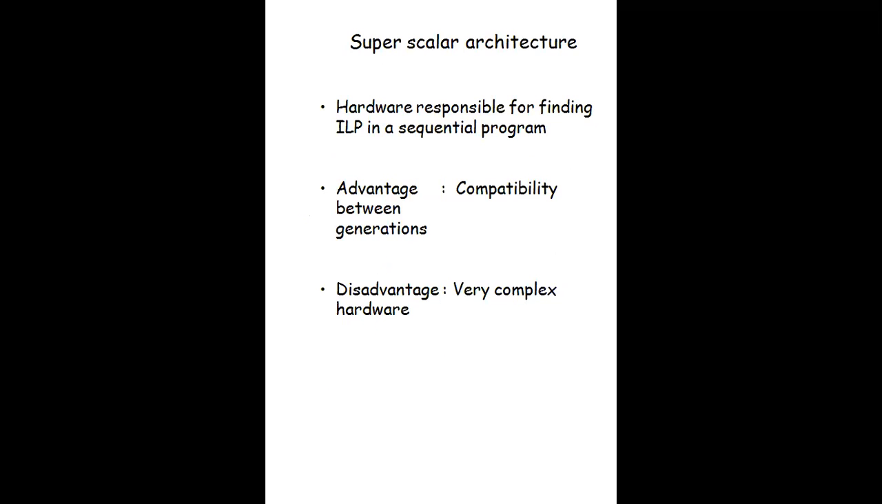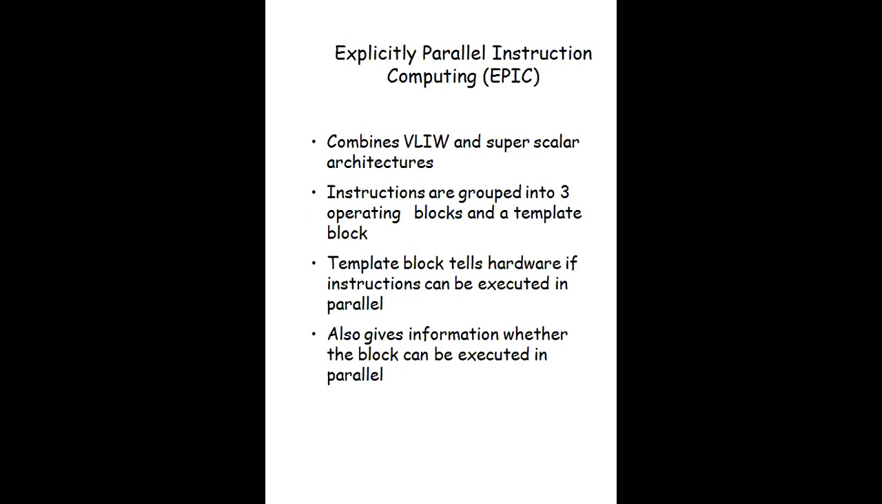What about superscalar architectures? The hardware is responsible for finding ILP in a sequential program. So we often have compatibility between generations as an advantage, whereas the disadvantage is often very complex hardware. Okay, what about explicitly parallel instruction computing? It combines VLIW and superscalar architectures. Instructions are grouped into three-operation blocks, and the template block tells the hardware which instructions can be executed in parallel, and also gives information on whether the block can be executed in parallel.